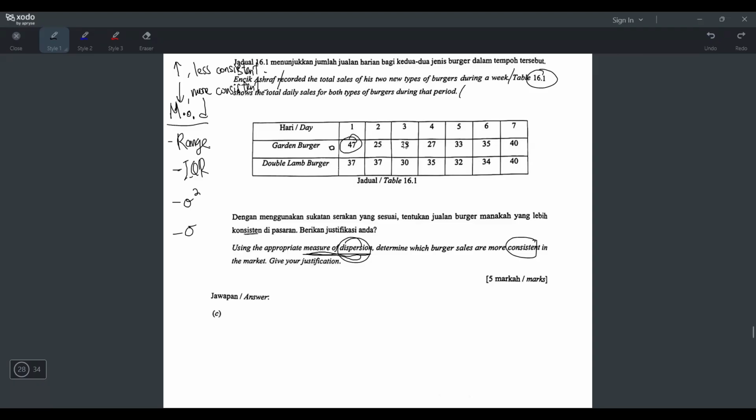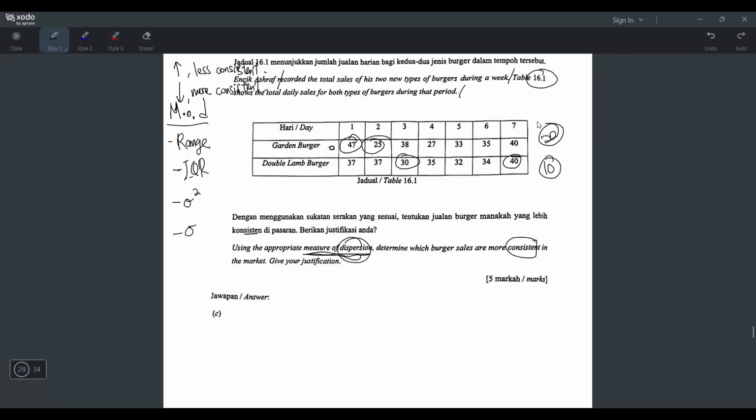For example, 47. What's the minimum here? 25, right? And then for the double lamb burger it will be 40 minus 30, right? So you can straight away know who's more consistent, because garden burger sales range from 25 to 47, but for double lamb burger the range is from 30 to 40. So the double lamb burger range is 10, and the garden burger is 47 minus 25, which is 22.